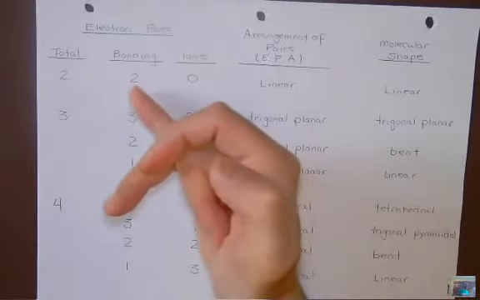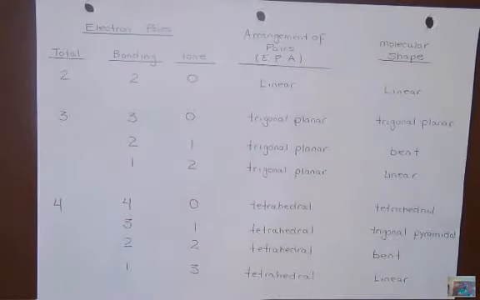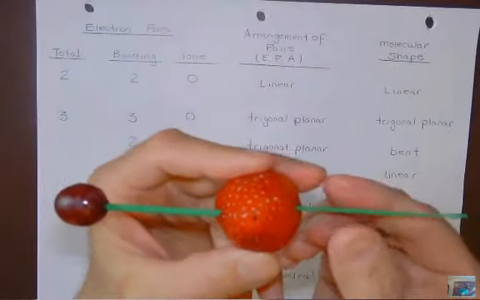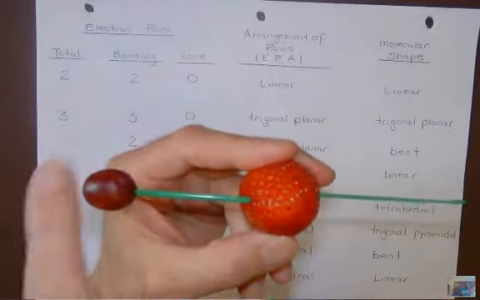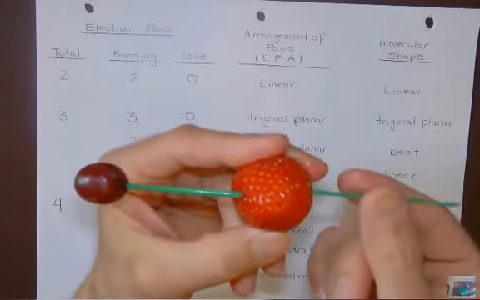Okay, what would happen if I had 2 total groups, but one of them was bonding and one of them was lone? Well, I pop one of the grapes off, right? Pull the grape off. Now, I just have 2 atoms, and 2 things define a straight line. So that's why I was saying it's a trivial answer. What difference does what angle this makes? There's no atom over there.